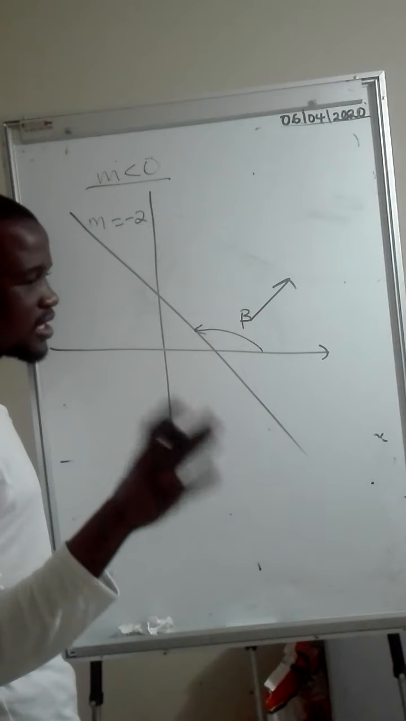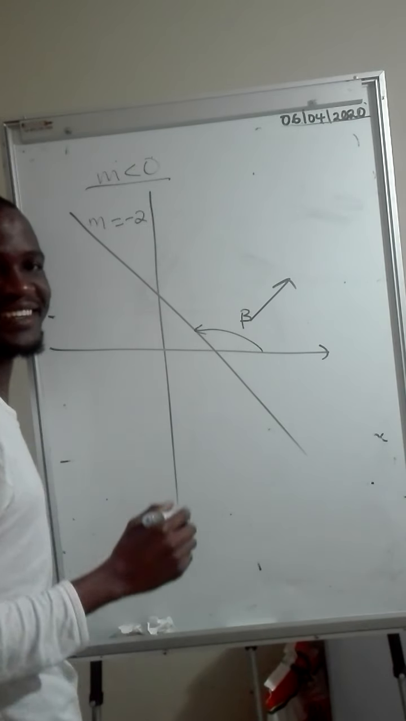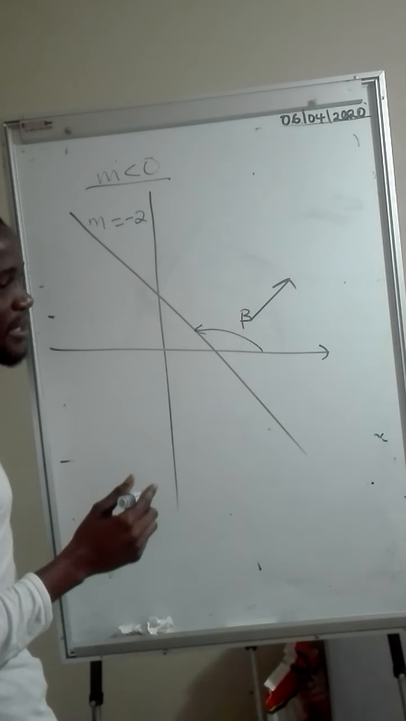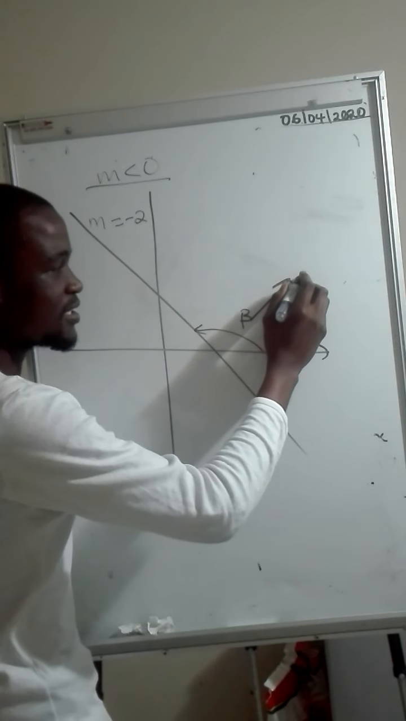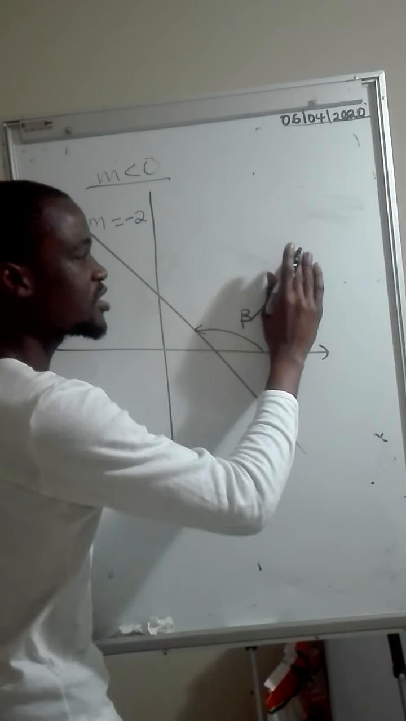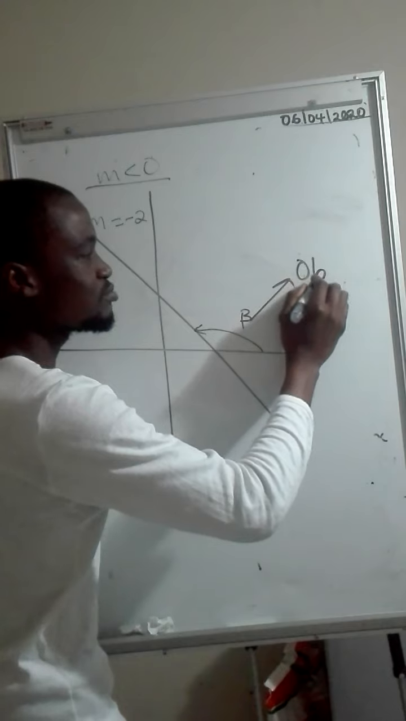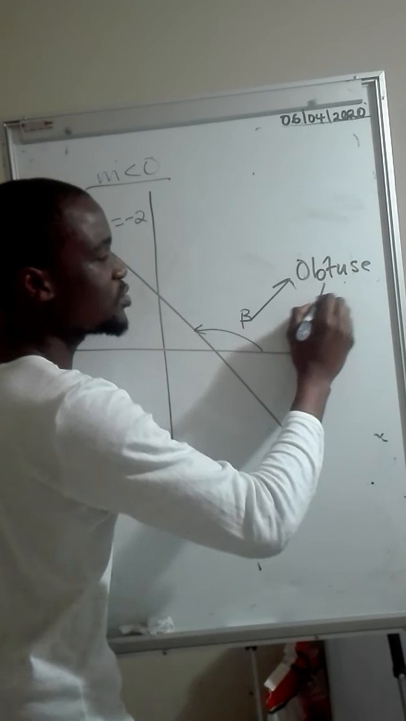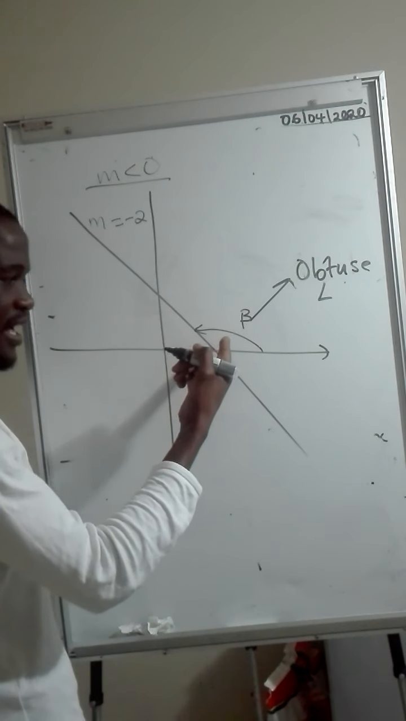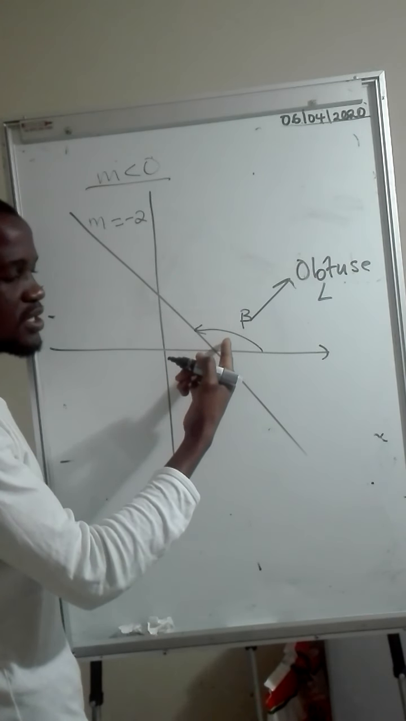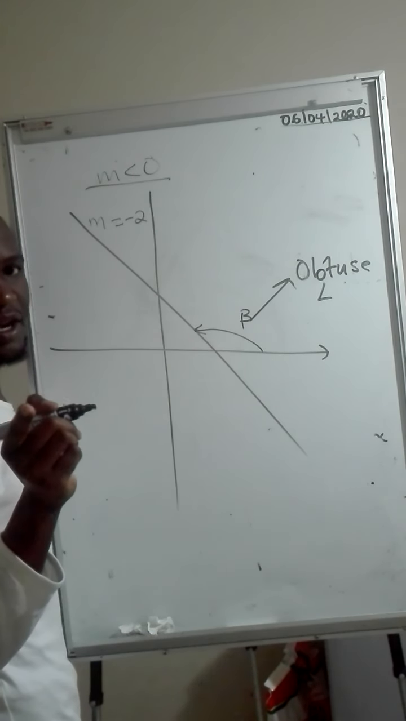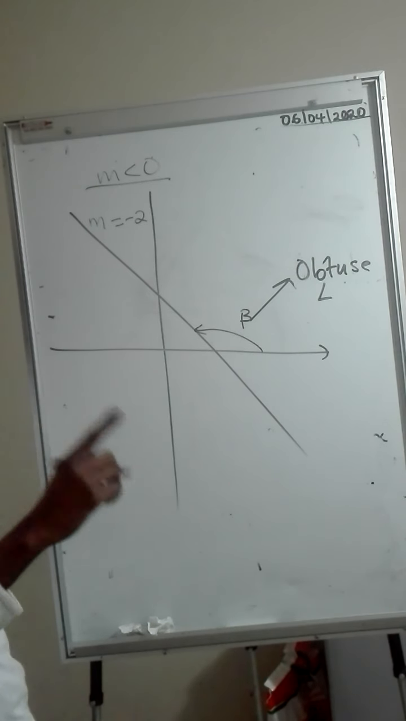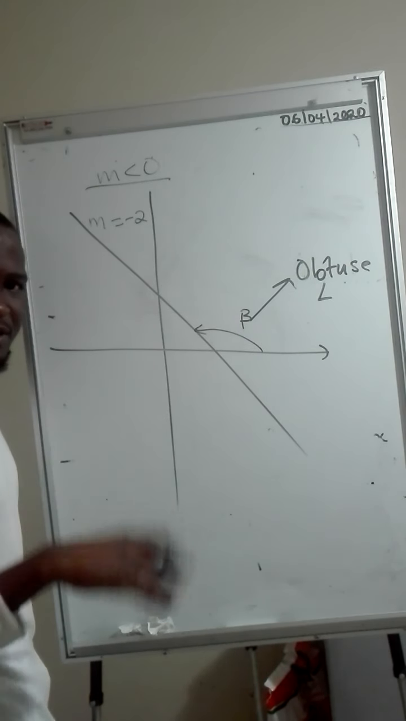According to what we learned in grade 7 or so, what is the name of that angle, guys? It's an obtuse angle. So the angle that you should get must be more than 90 but less than 180. If you don't get that, you made a mistake somewhere.